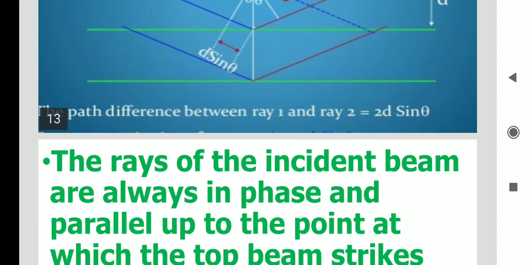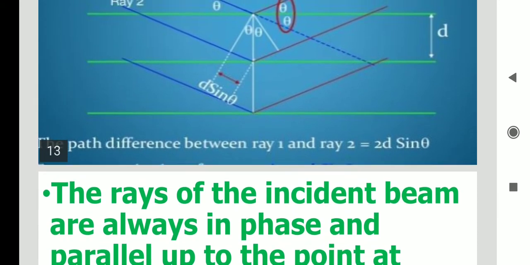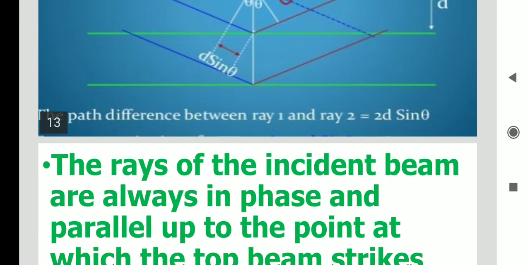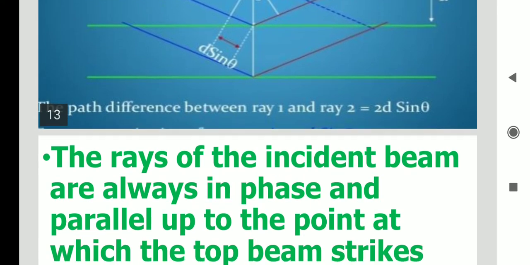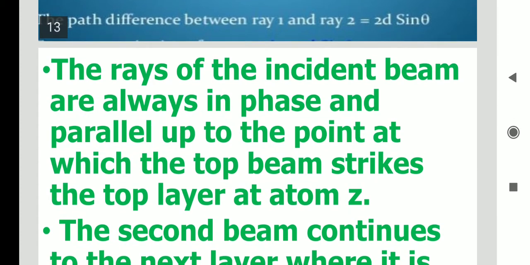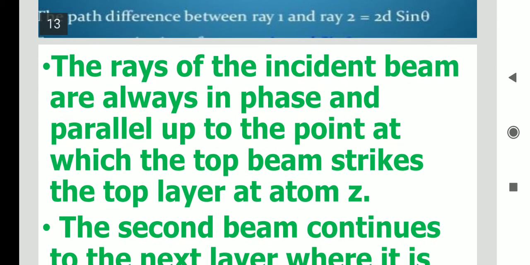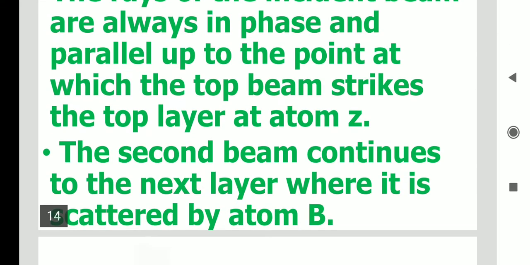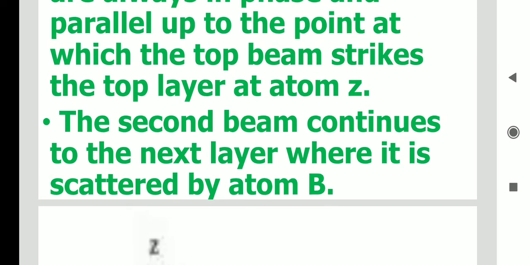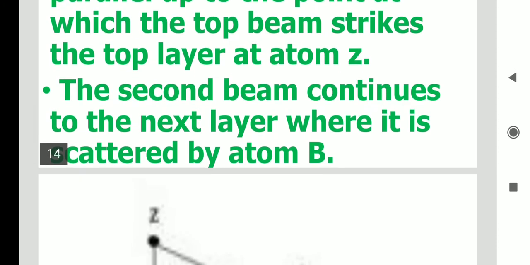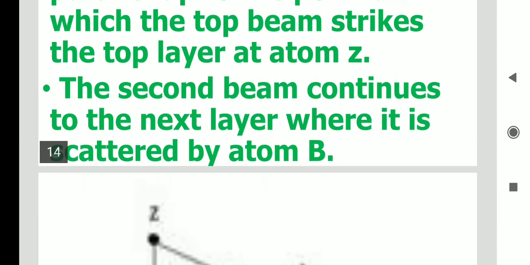So this figure is from the derivation point of view. Now how did you get n lambda equal to 2d sine theta? For that we need to make a construction. Here from B to Z we have drawn a line. Here AB is the incident beam and BC is the reflected one. When the incident is over, then it is reflected from B. The second beam continues to the next layer where it is scattered by the atom. So the first beam enters from A to B, and again from B to C it is reflected.